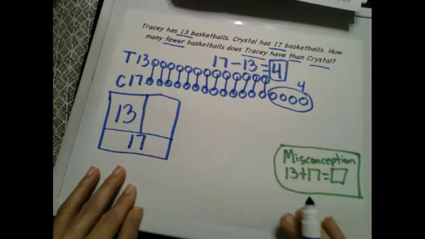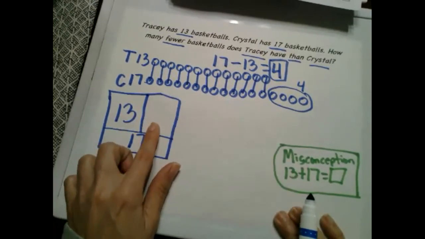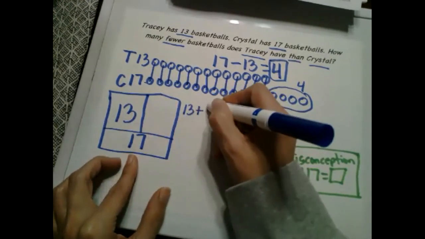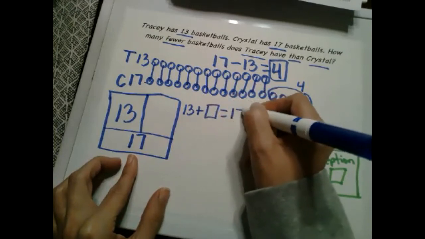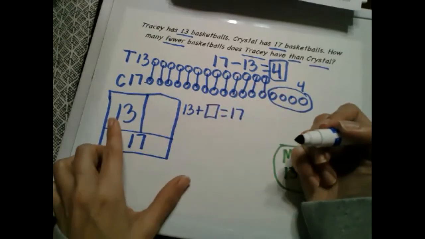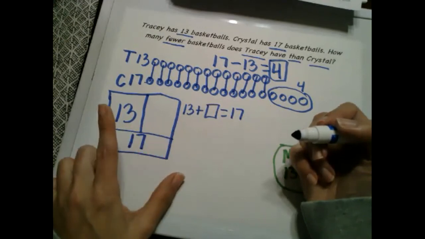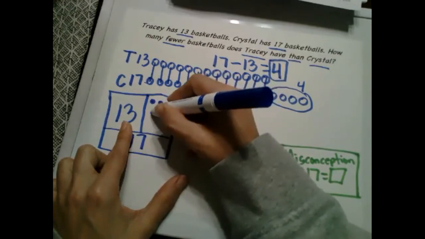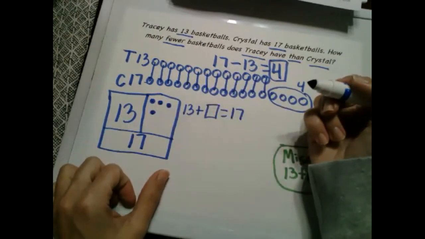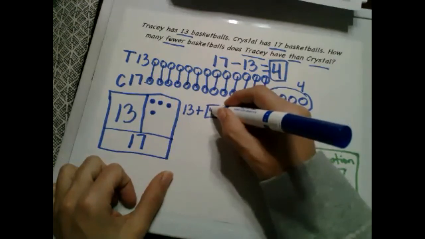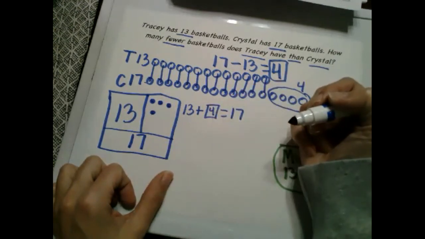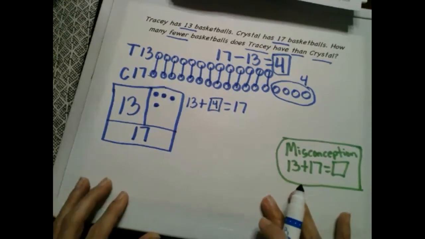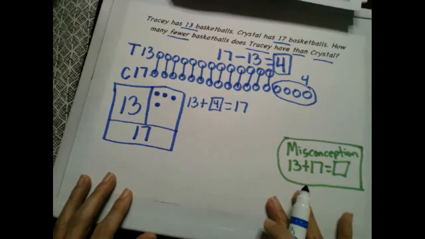I know that I can add my two parts together to get my whole. So I could say 13 plus something equals 17. So let's see what that number would be. 13, 14, 15, 16, 17. And what would my answer be? That's right, it would be 4. Great thinking, mathematicians. I saw one other way that you could have solved this problem.